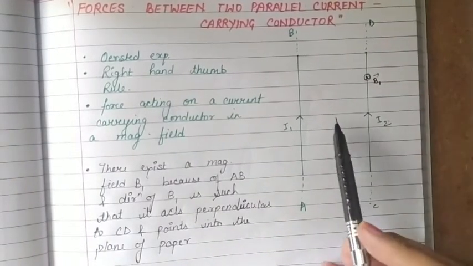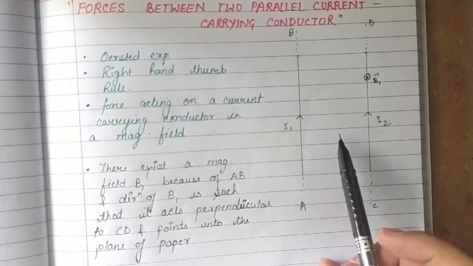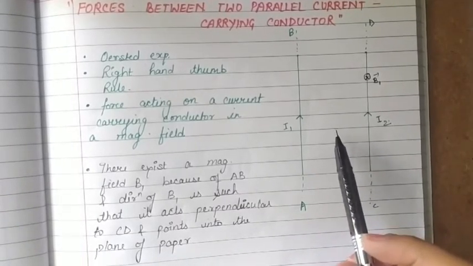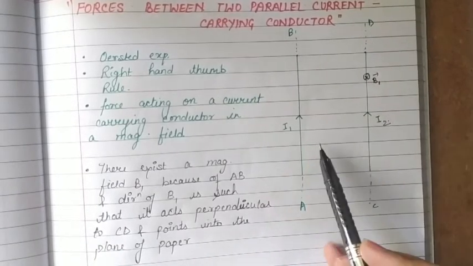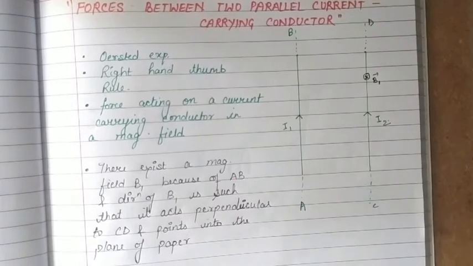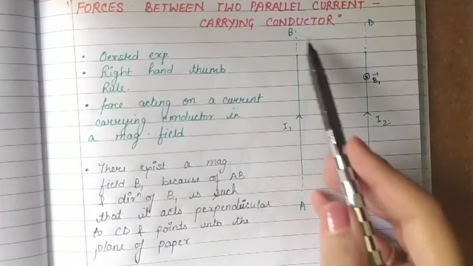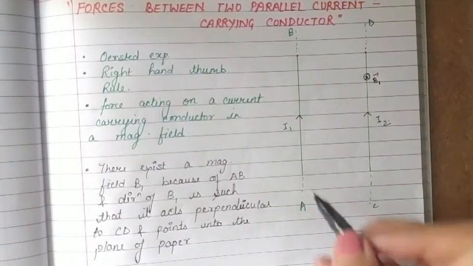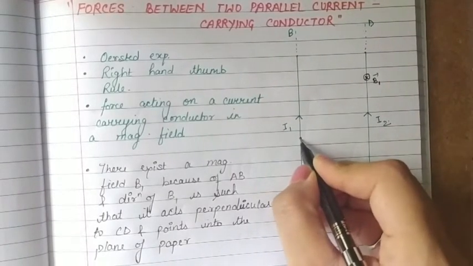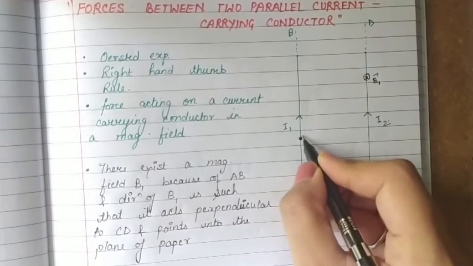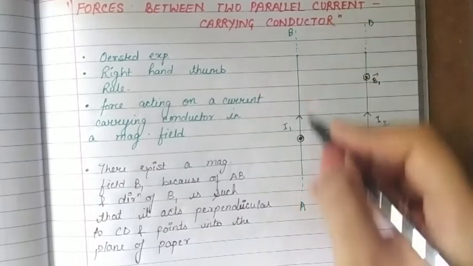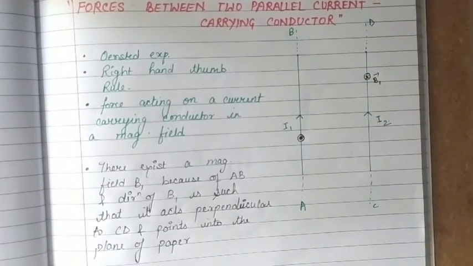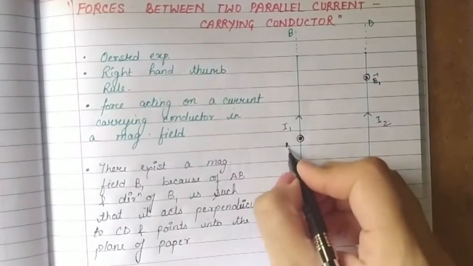Let that magnetic field be B2 vector, and the direction of that magnetic field is such that it is perpendicular to AB and comes out of the plane of the paper. So the magnetic field at the conductor AB is B2, and its direction is perpendicular to wire AB, coming out of the plane of the paper, B2 vector.